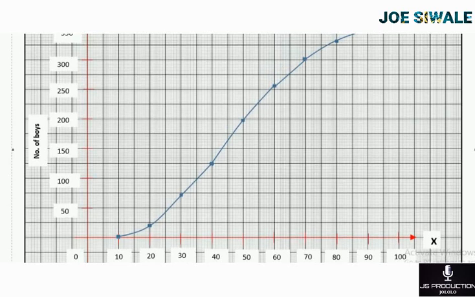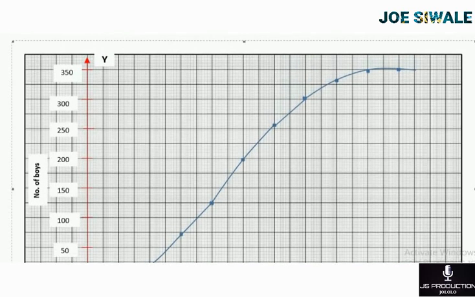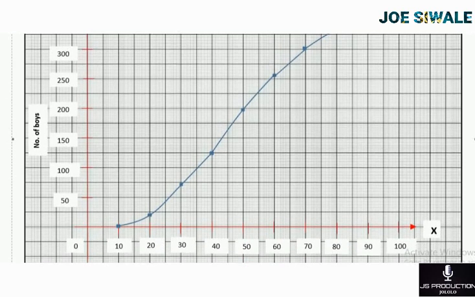Then on the vertical scale, I know that 2 centimeters is representing 50 boys. So I'm going to have 7 divisions. So I'll have 50, 100, 150, 200, 250, 300, and 350. Then I can now plot my points.